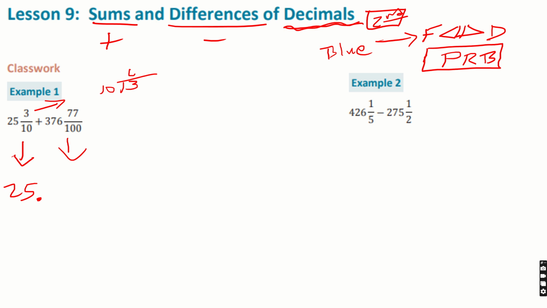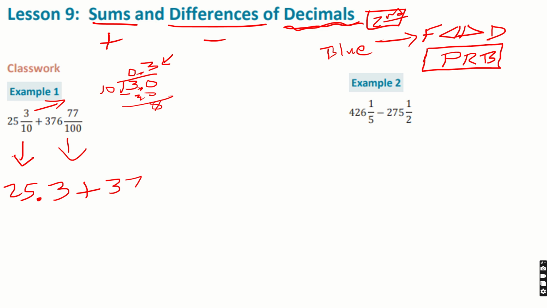10 does not go into 3 evenly, right? It's a 0. So then we put a decimal point there, and then we start adding zeros. 10 goes into 30 3 times, and 3 times 10 is 30, and there's no additional remainder. So the decimal is 0.3. So 25.3 would be a 25 and 3/10.